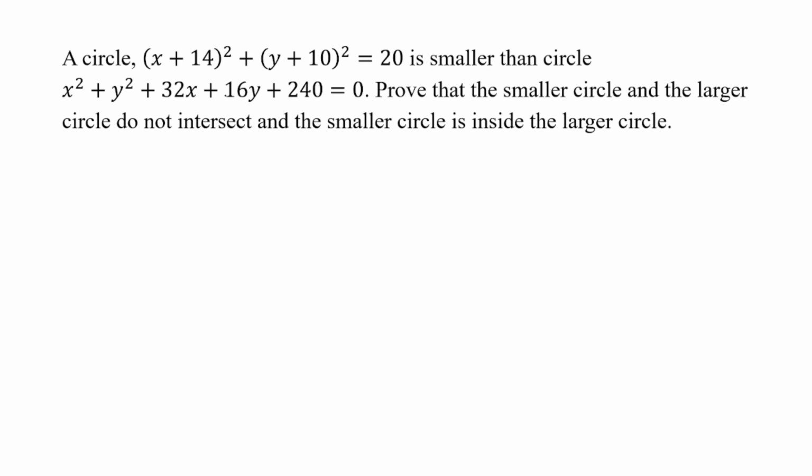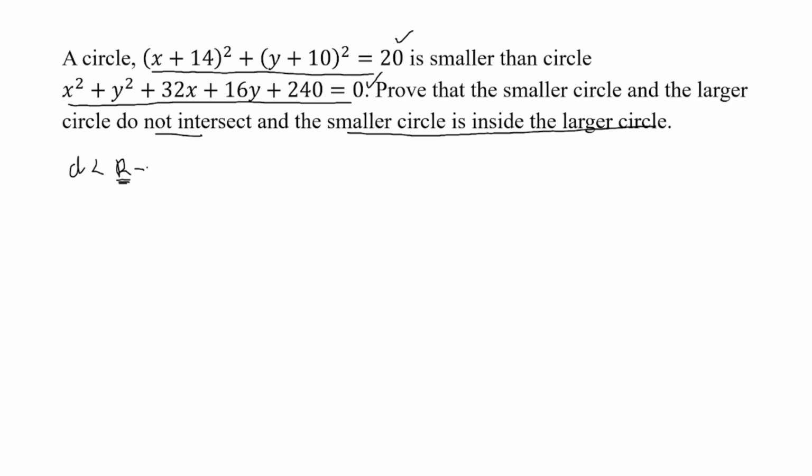A circle with this equation is smaller than the circle with this equation. So it means this one is a larger circle, this one is a smaller circle. Right? Prove that the smaller circle and the larger circle do not intersect and the smaller circle is inside the larger circle. So if the smaller circle is inside the larger circle, then we're saying that the distance between the two centers must be less than the difference between the radius of the larger circle and the radius of the smaller circle.